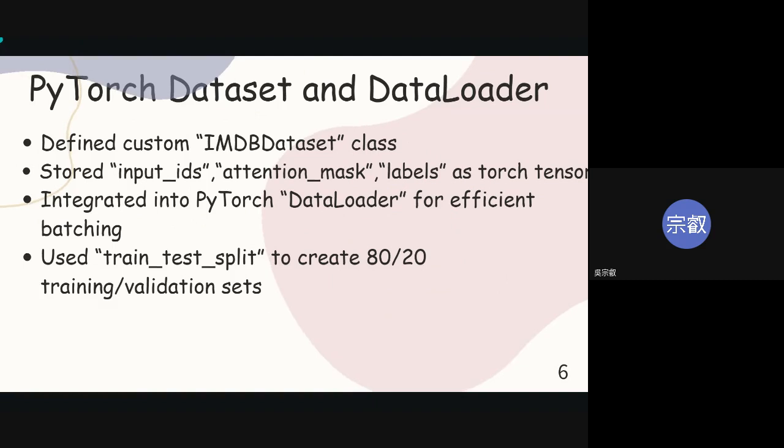After tokenization, we wrap the data using a custom IMDb dataset class. This class stores the input IDs, attention mask, and the labels as PyTorch tensors. Then we use PyTorch's data loader to handle batching, shuffling, and loading the data efficiently. We also split the dataset into training and validation sets using an 80-20 ratio. This setup makes the input fully compatible with the training procedures, and super easy to plug directly into our model pipeline.